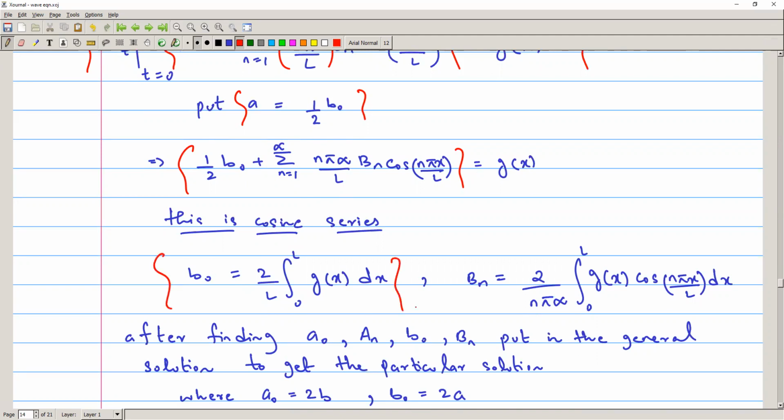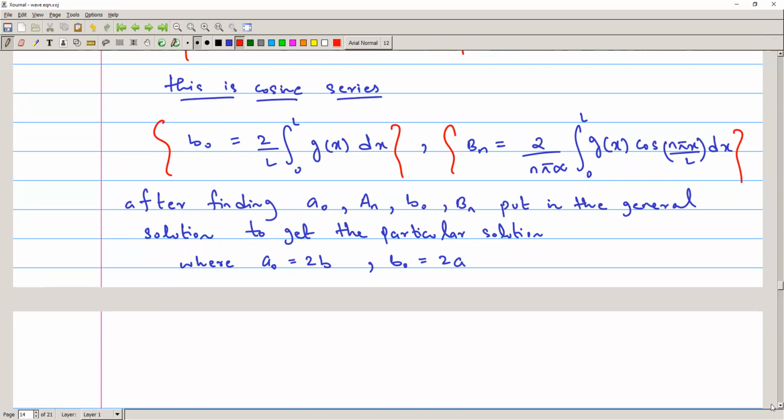So when we find b naught and b_n, then we can plug all these values in the general equation to find the particular solution for any function of x and g of x given as initial conditions, right? So this is the idea, and at last you have to plug a naught equals 2b, because in the assumption we assumed that b equals half a naught, so you have to plug it back into the original solution, right? So this is the idea for the homogeneous boundary conditions. So you can solve any problem easily when homogeneous boundary conditions are given for the homogeneous wave equation, right?